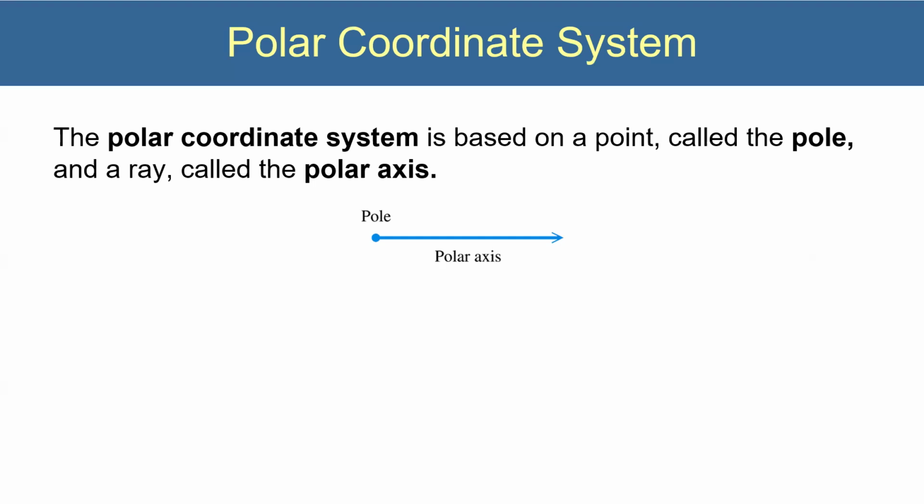So the polar coordinate system is based on a point, which is called the pole. The pole is the point. And then a ray. This is just taking things that you learned in geometry, points and rays, and all we're doing is turning them into pole and polar axis. That's all we're doing, changing the name. But it's essentially just a ray, correct? Just with different names. We have a pole and a polar axis.